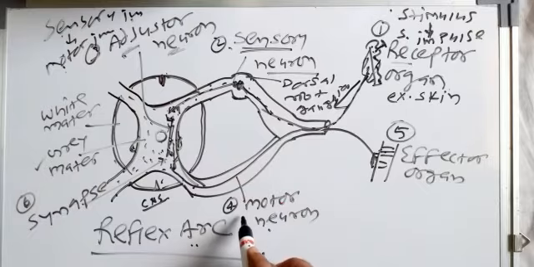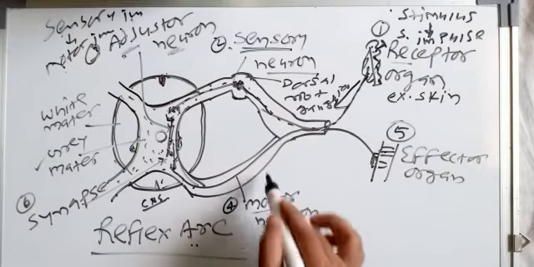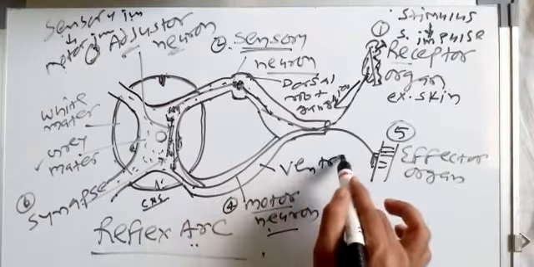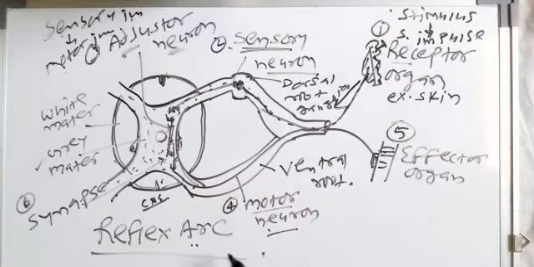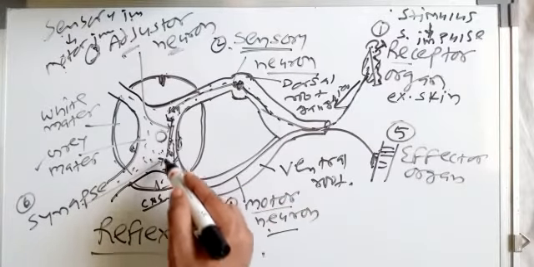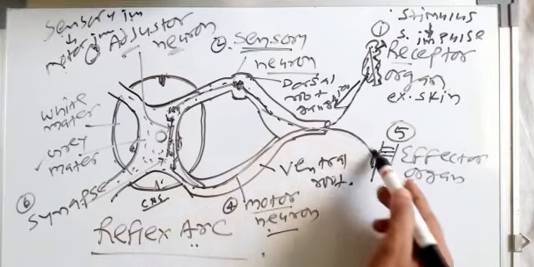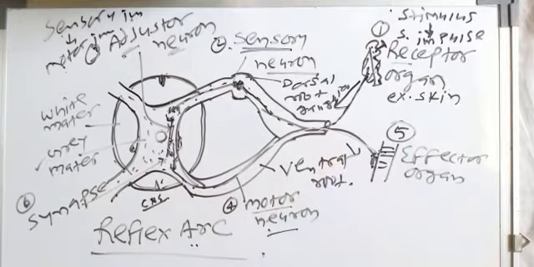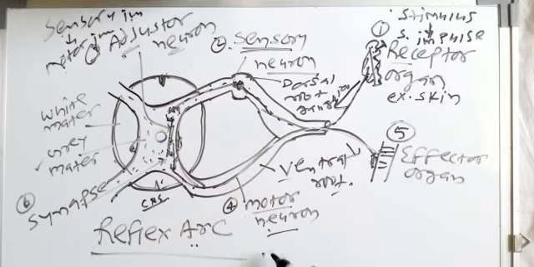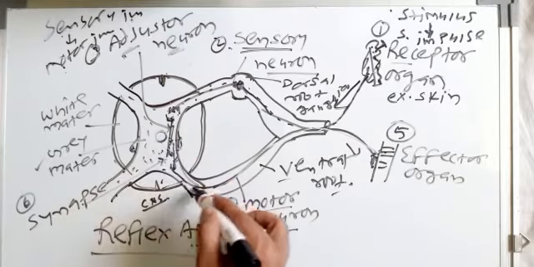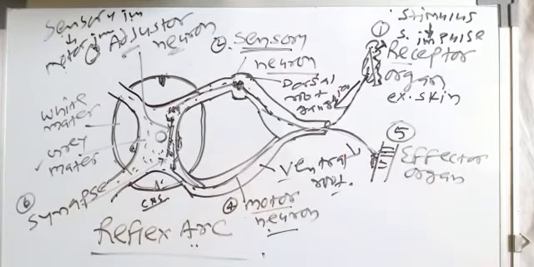Now the fourth component, that is the motor neuron. Where is it present? It is present in the ventral root of spinal cord. What does it do? It receives the motor impulse from adjuster neuron and transmits it to effector organ. Where is the motor neuron? It is present in the ventral root. It receives the motor impulse from adjuster neuron and transmits it to effector organ.